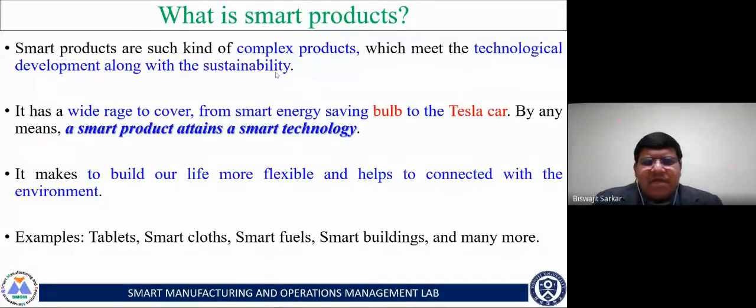The benefit of smart technology is that when it is introduced within products, they become more flexible for our case. Suppose I give the example of the bulb. Earlier we had a 60-watt bulb, so in an hour it takes a total of 60 watts. Now the demand is for light only, not the amount of energy.